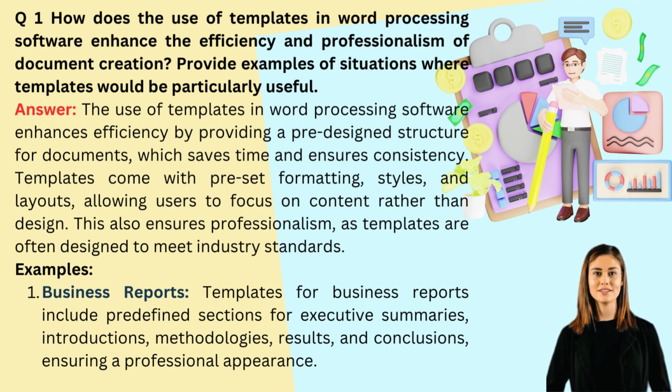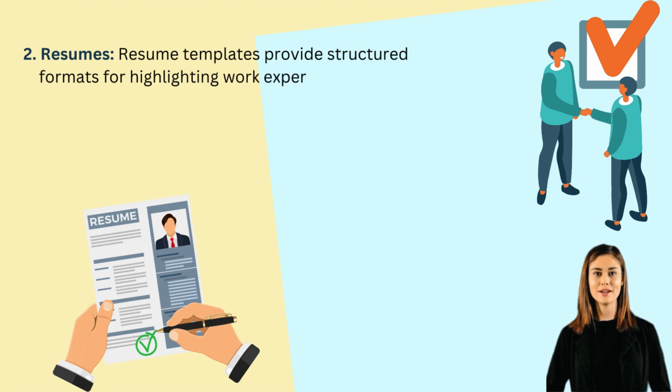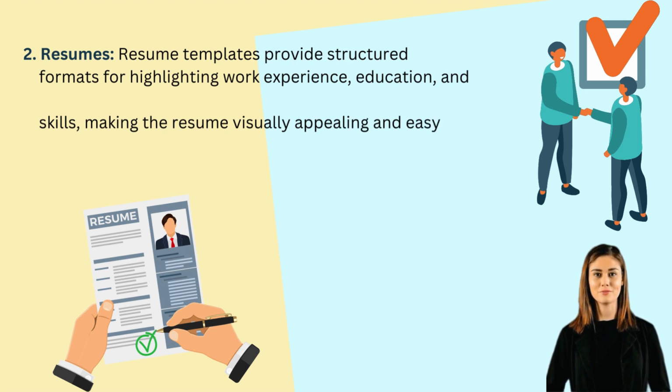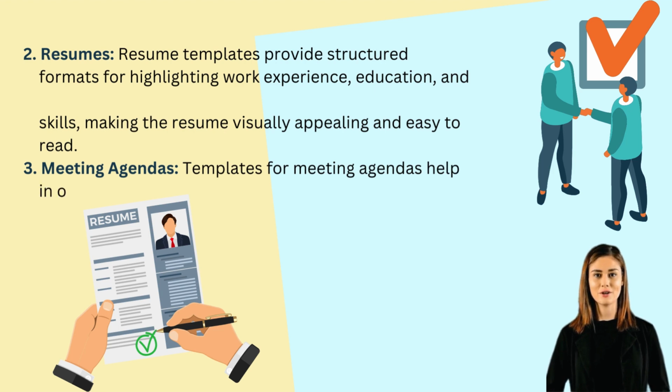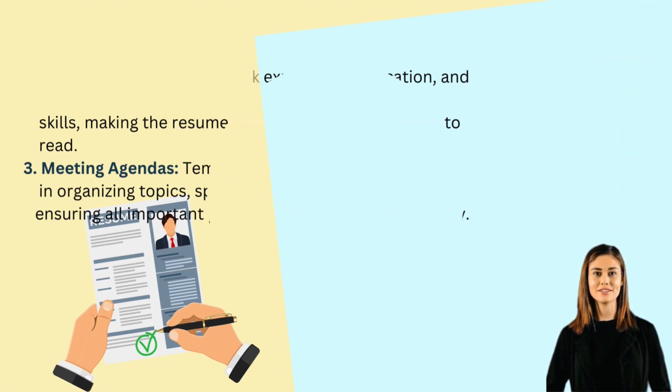Examples. 1. Business reports. Templates for business reports include predefined sections for executive summaries, introductions, methodologies, results, and conclusions, ensuring a professional appearance. 2. Resumes. Resume templates provide structured formats for highlighting work experience, education, and skills, making the resume visually appealing and easy to read. 3. Meeting agendas. Templates for meeting agendas help in organizing topics, speakers, and time slots efficiently, ensuring all important points are covered systematically.